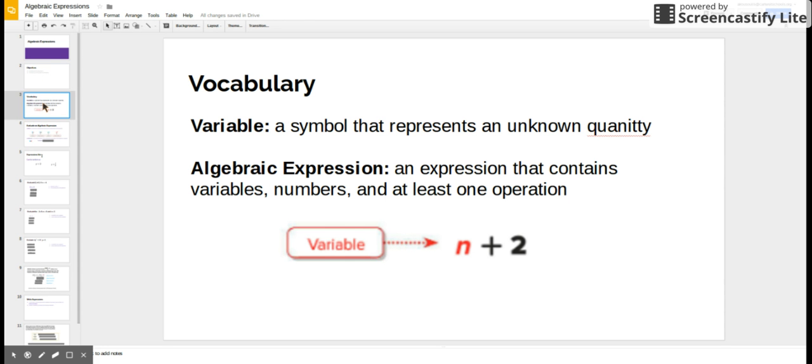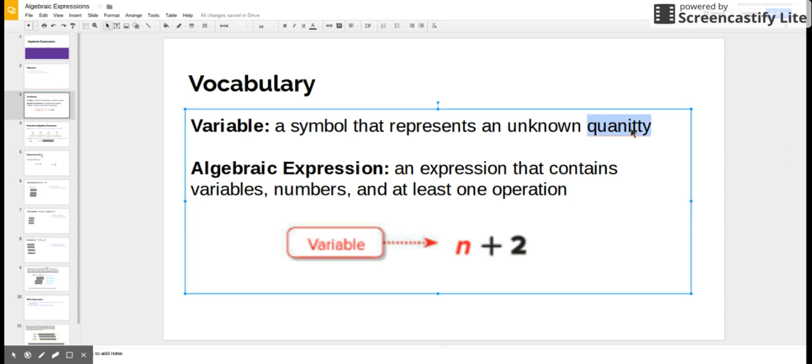Vocabulary. First we're going to learn about what a variable is. A variable is a symbol that represents an unknown quantity. So you can make a equals 5 or y equals 10. So it's just a symbol that represents an unknown quantity.